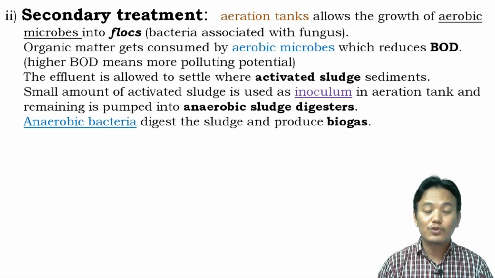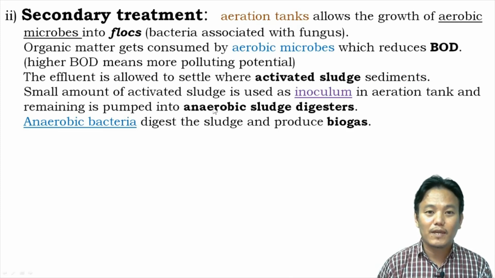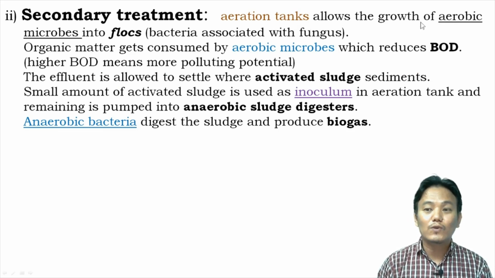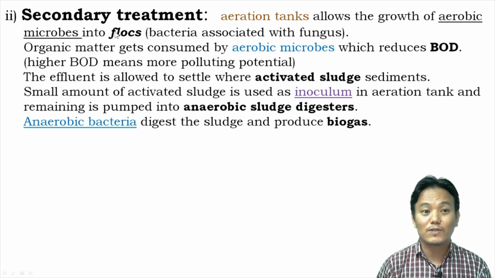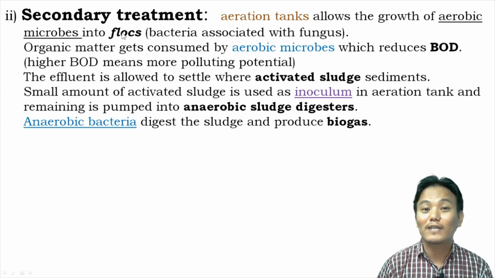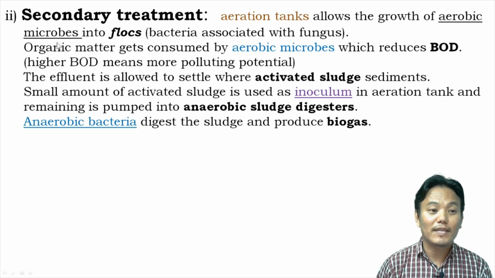During the secondary treatment process, the effluent is taken into large aeration tanks. These aeration tanks allow the growth of aerobic microbes into flocs, which are nothing but masses of bacteria associated with fungal filaments to form mesh-like structures, and these mesh-like structures are called flocs. Right. So the useful aerobic microbes consume the organic matter present inside the effluent, and it reduces the BOD.